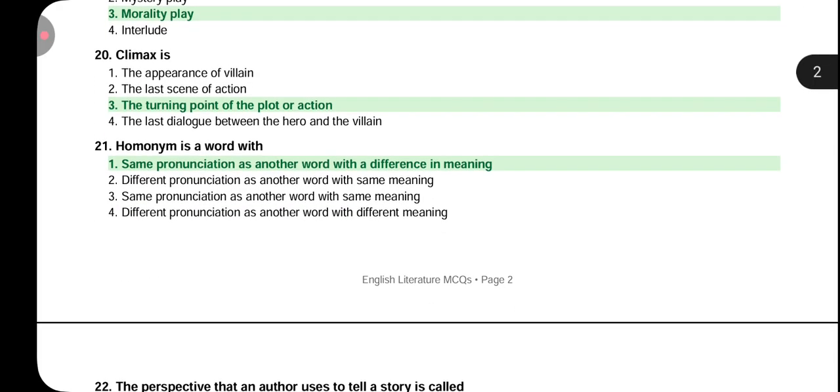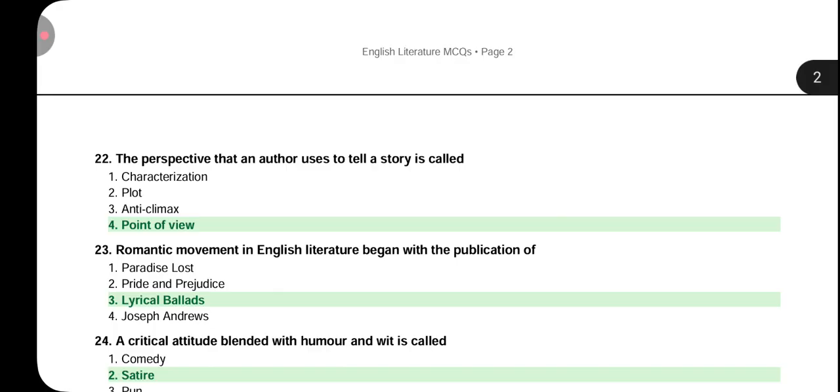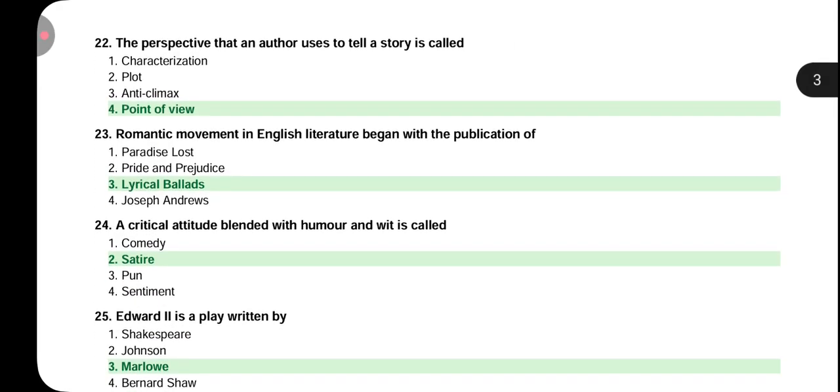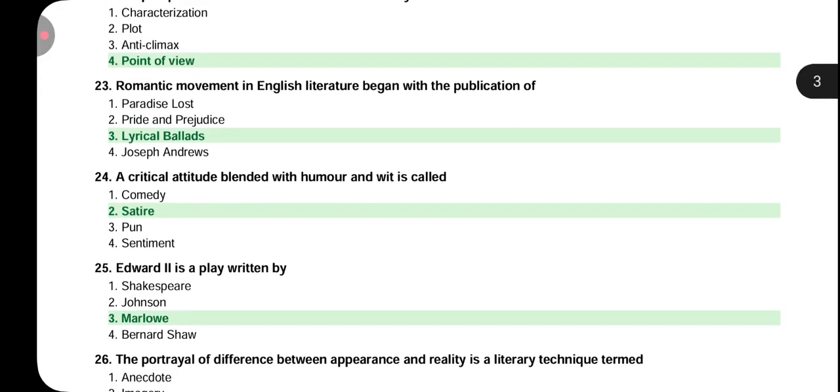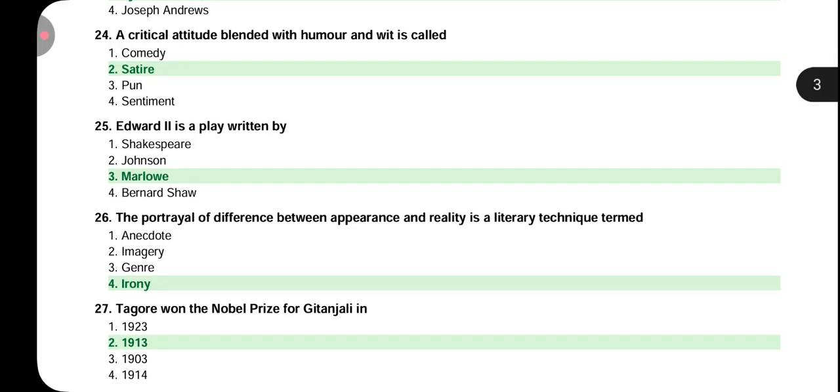20th, climax is the turning point of the plot or action. 21st question, homonym is a word with the same pronunciation as another word with a difference in meaning. 22nd question, the perspective that an author uses to tell a story is called point of view. 23rd question, the Romantic movement in English literature began with the publication of Lyrical Ballads. 24th question, a critical attitude blended with humor and wit is called satire.